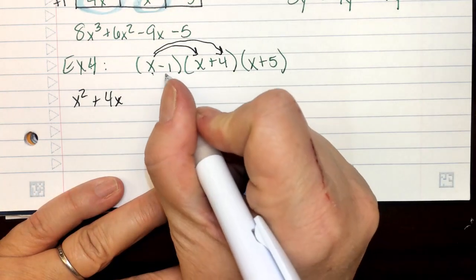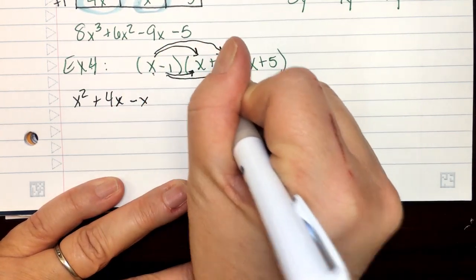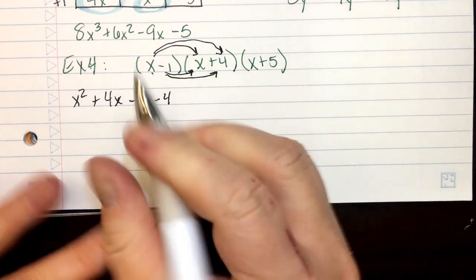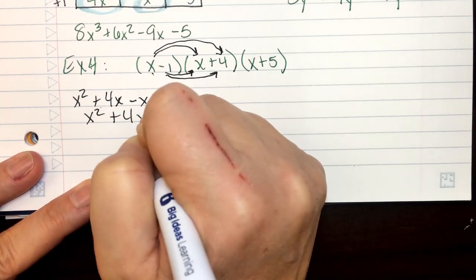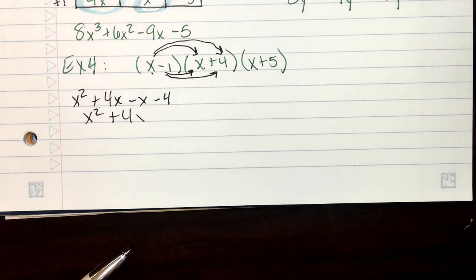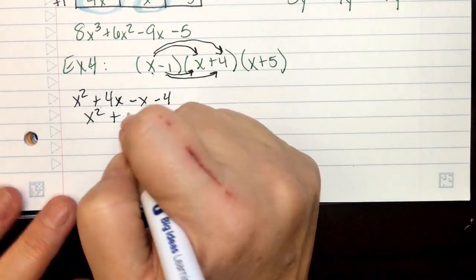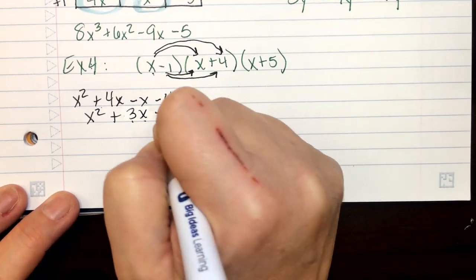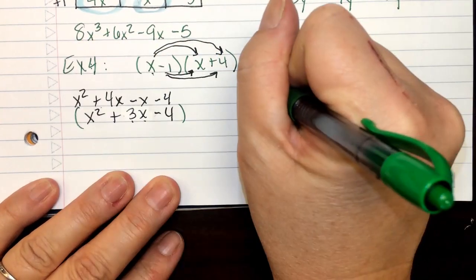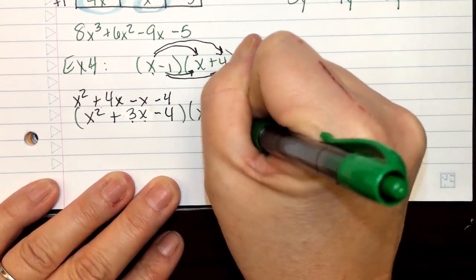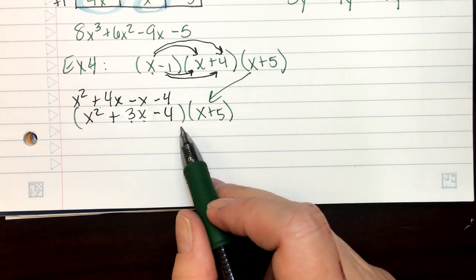All right, and then we have the minus 1. So minus 1 times x gives us negative x. Negative 1 times 4 gives us negative 4. All right, so if we combine our like terms, we end up with x squared plus 4x. Nope, plus 3x. You were combining your like terms, not rewriting. Sorry. Plus 3x minus 4. All right, so now we have to take this one and multiply x plus 5. All right, so now we're going to do the same thing, but multiply x plus 5 to it.